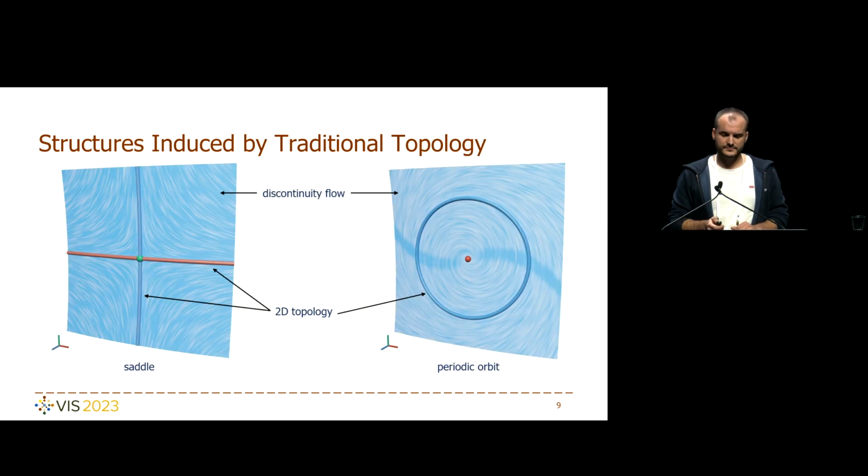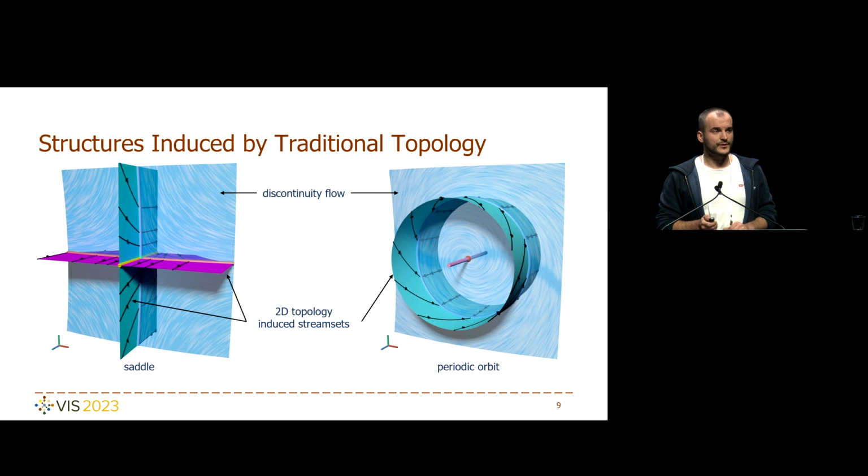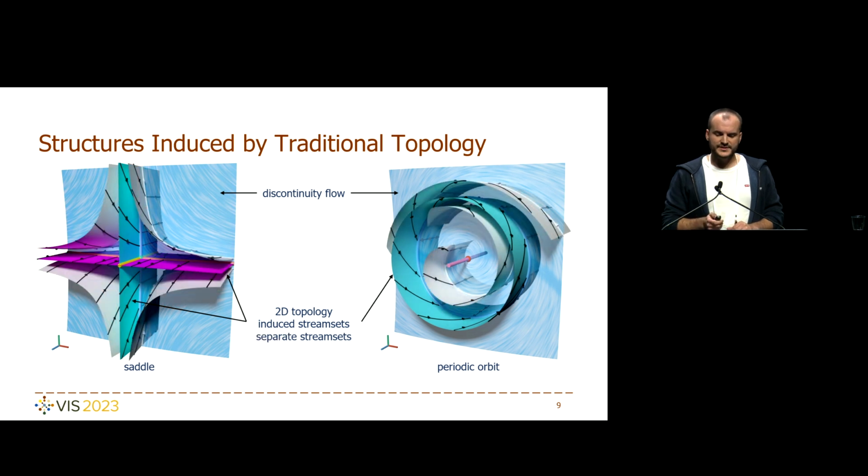We can apply traditional vector field topology to the sliding flow within the discontinuity. Here, we look at attracting sliding flows with a saddle and its separatrices and the periodic orbit, which is also a separating structure. We compute the stream sets of these 2D topological structures. From now on, black streamlines indicate non-unique flow. We can see that the separating properties of the 2D critical structures are inherited by their stream sets, which now separate other stream sets here in white.